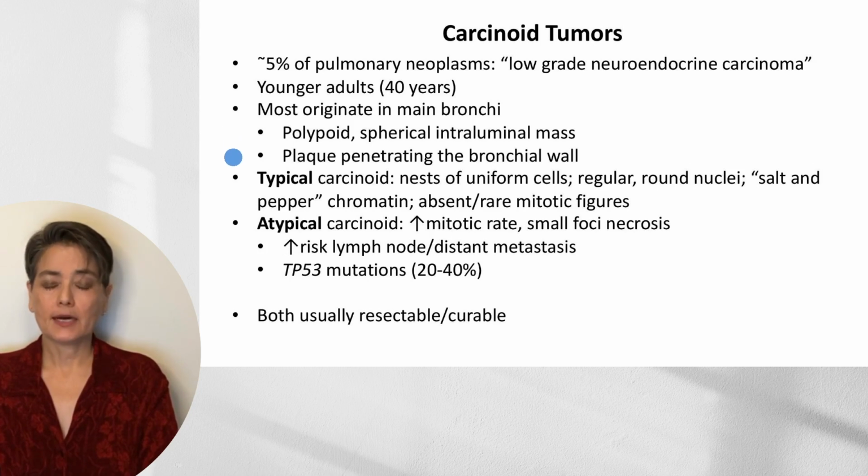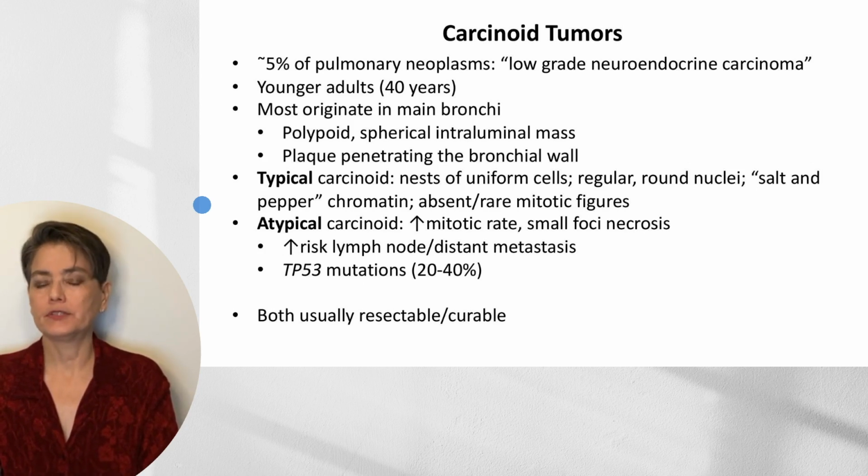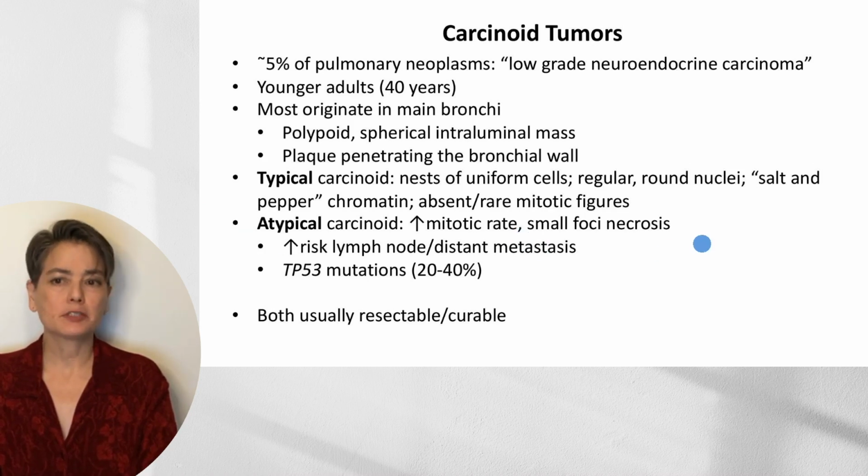We further will classify carcinoid tumors as being typical or atypical. So typical carcinoids have nests of very uniform cells with regular round nuclei, that fine salt and pepper chromatin, and absent or rare mitotic figures. In atypical carcinoids, we see an increased mitotic rate, perhaps small foci of necrosis, and there's an increased risk of lymph node and distant metastases. TP53 mutations are seen in about 20 to 40% of atypical carcinoids. Now, keeping this in mind, they both are usually resectable and curable.